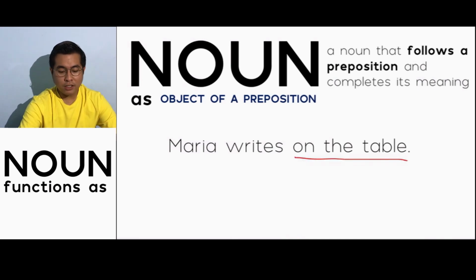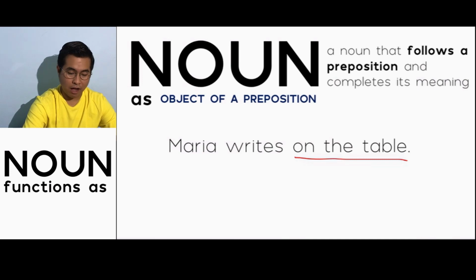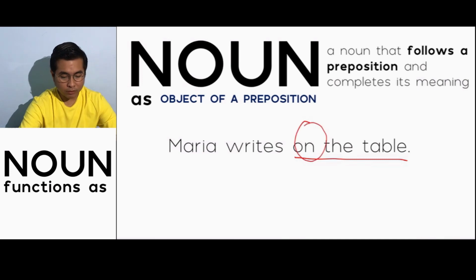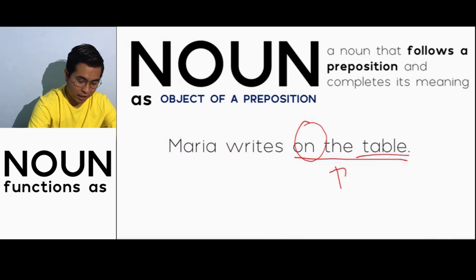So on the table here, just like what you said, you have a noun that follows a preposition. So you have here a preposition. What is that? You have on. And where is that noun that follows that preposition? This one. So this is the whole prepositional phrase.